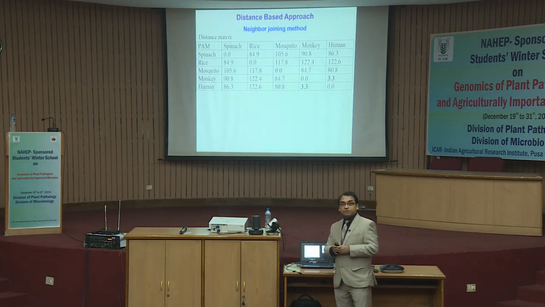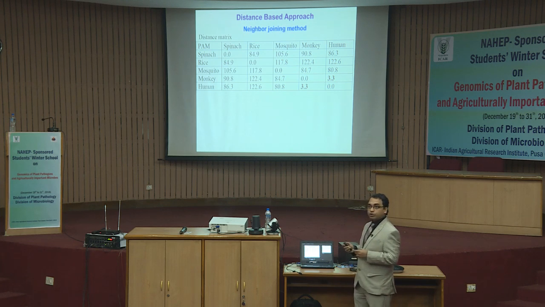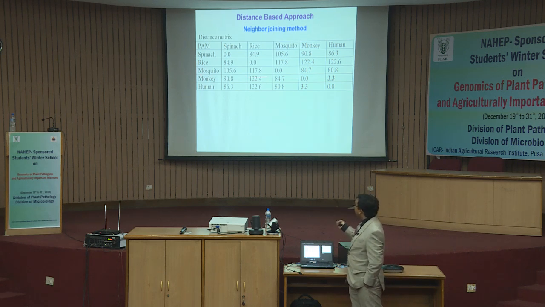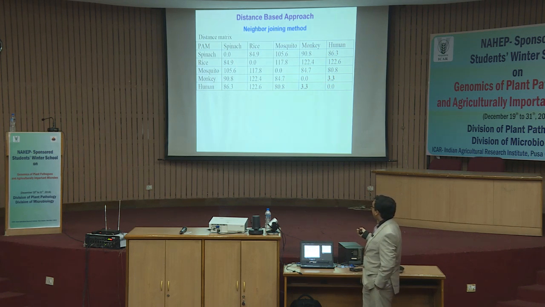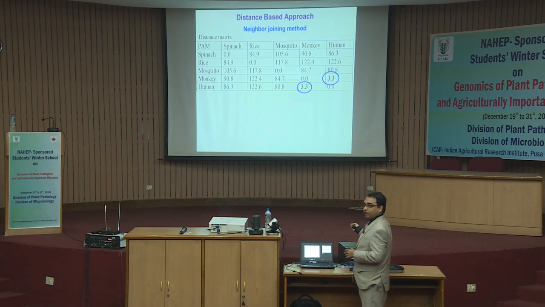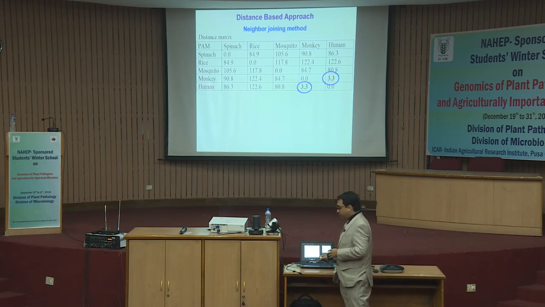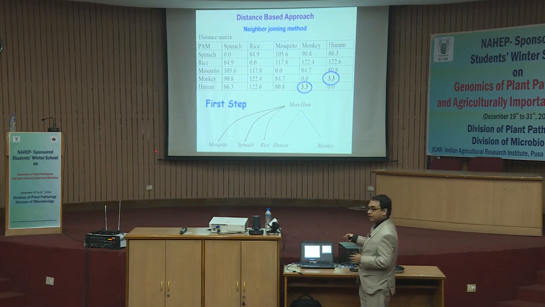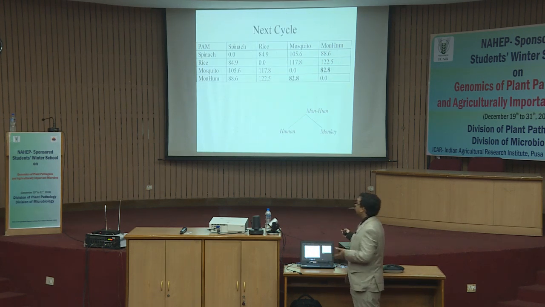For the distance based approach, the example is the neighbor joining approach. For example, I want to study spinach, rice, mosquito, monkey, human, different things. Okay. So, a distance matrix will be created by the software, and we will now find out which ones are mostly related. For example, here the distance is very less, 3.3, that means these two, monkey and human, are closely related. So, in the first step we make a group, monkey human. In the second step we have to understand which one is closely related to this monkey human group.